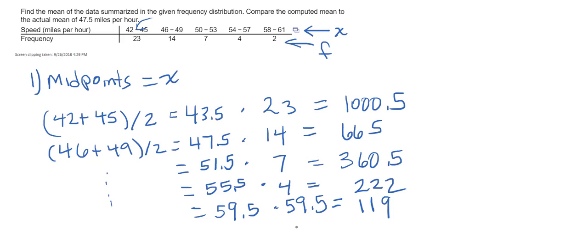So then, oh, I put 59.5 again. Oops! You know that should have been a 2, right? See, even sometimes I make mistakes, not very often though.